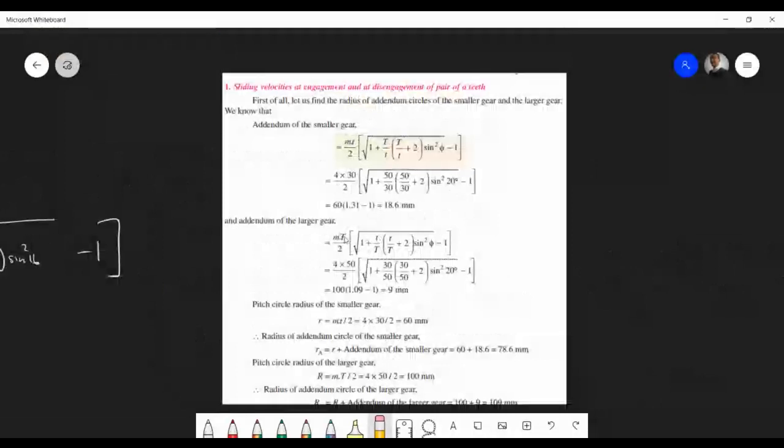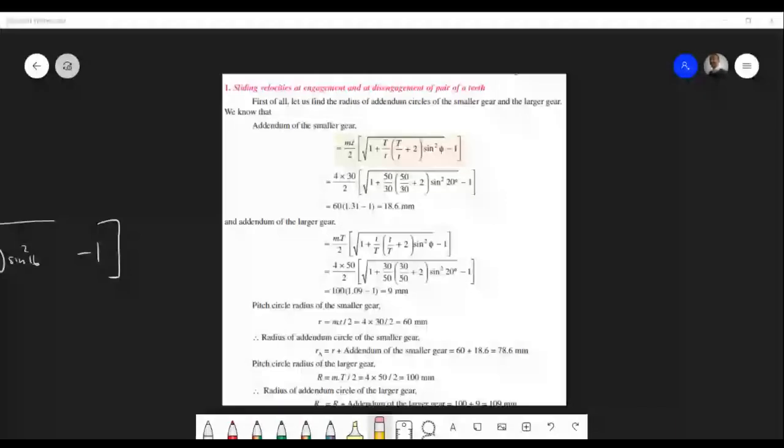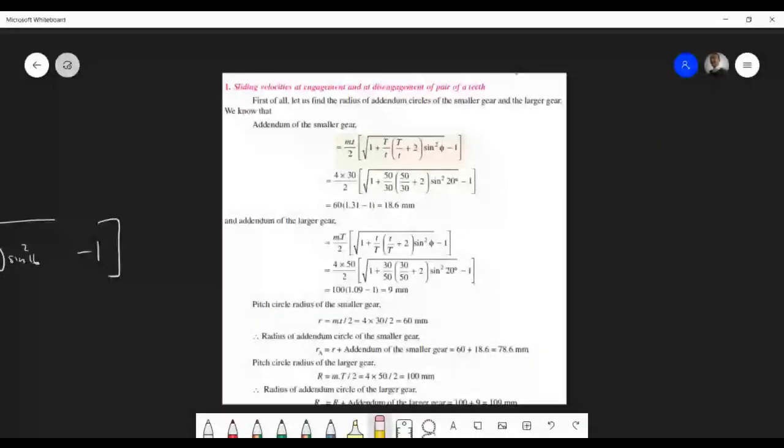So that's 18.6, and 9. When they find the addendum, they say take R of the smaller gear, which was given in this case, plus the addendum for the smaller gear, which is 18.6. Then for the larger gear, which was 100, they're plusing the 9. The guys with me, I think the book flipped it. The book made a mistake. I'm pretty sure they made a mistake. I'm definitely sure. I will check another book.